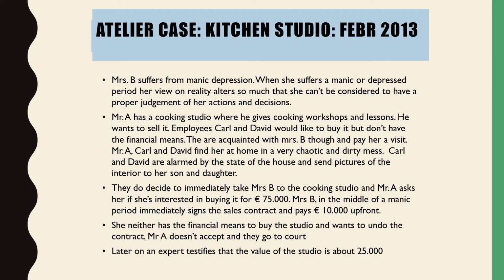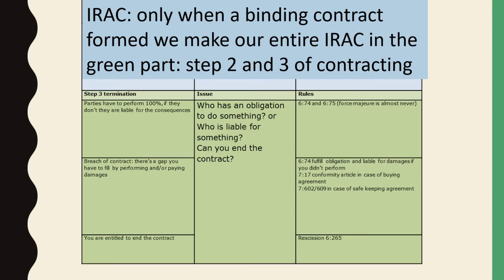So you do the triple check. If anything at a triple check, 1, 2 or 3, is not in order, if there's something wrong, you stop and you have your issue. Did a binding contract form? If everything is okay at a triple check, we proceed to the green part, and our issue will be who's liable for damages. That is how you start a case. It was a long story.